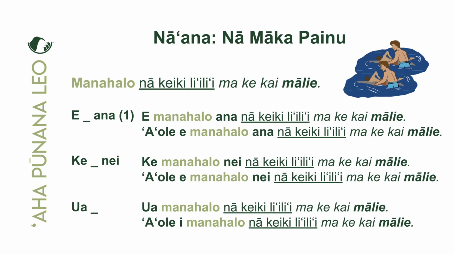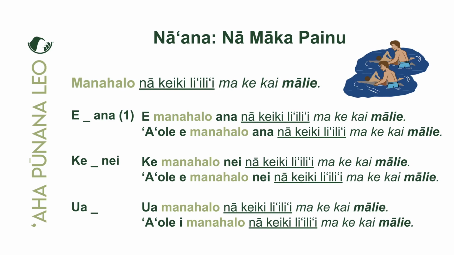And the last one is ua painu, and that means the action has been completed. All right. So if that's the case, then we use the word ua to precede the verb manahalo. Ua manahalo na keiki li'i li'i. Where? Ma ke kai. What kind of kai? Ke kai malie. The keiki li'i li'i, or the small children, they did learn how to swim with paddling motions in the kai malie, in or at the calm sea. So they did it already.